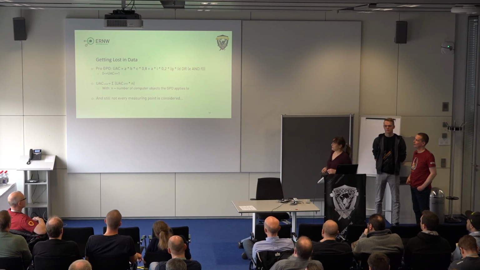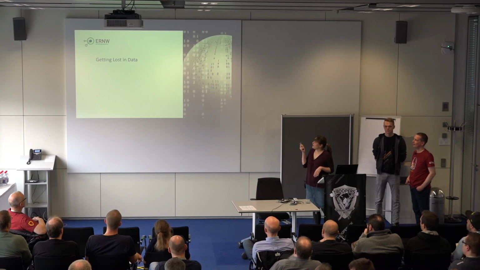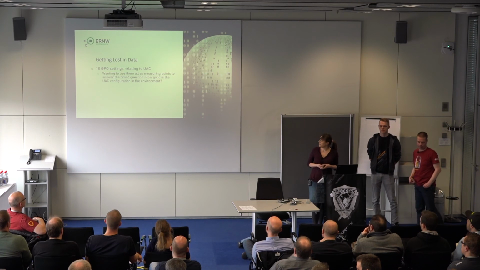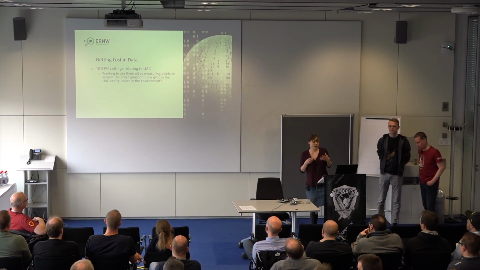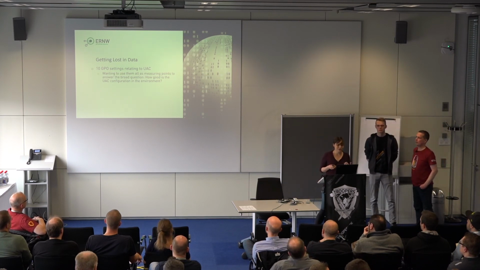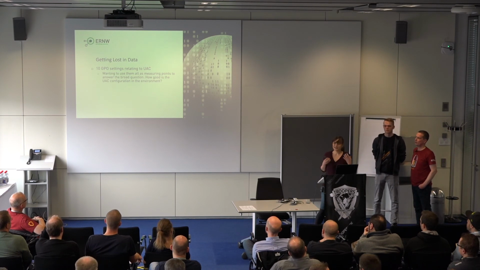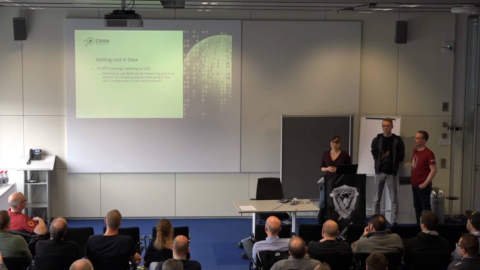And I still did not consider every measuring point because I didn't know how to. The problem was that there are 10 GPO settings relating to UIC, and they all kind of are important in assessing how good the UIC is. But that is the wrong question, like I said before. So I wanted to put them all in one algorithm.